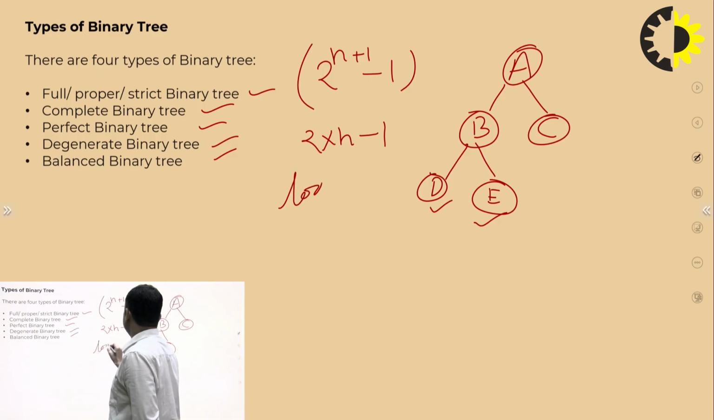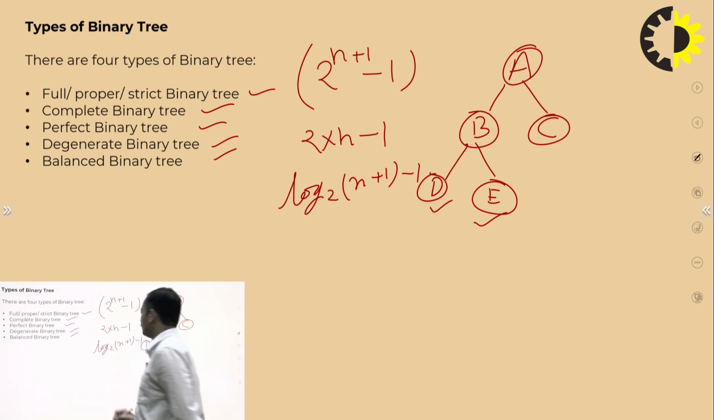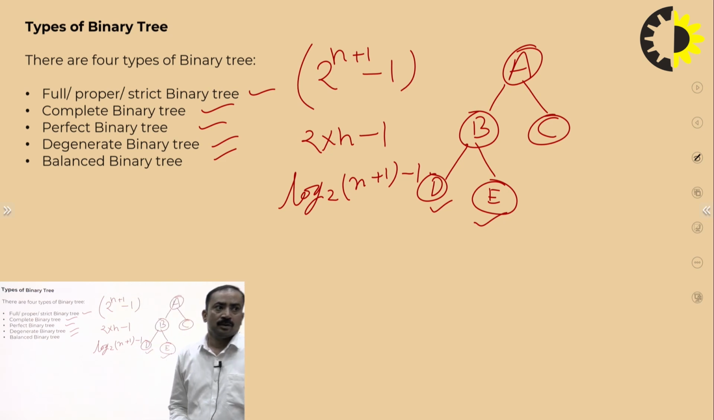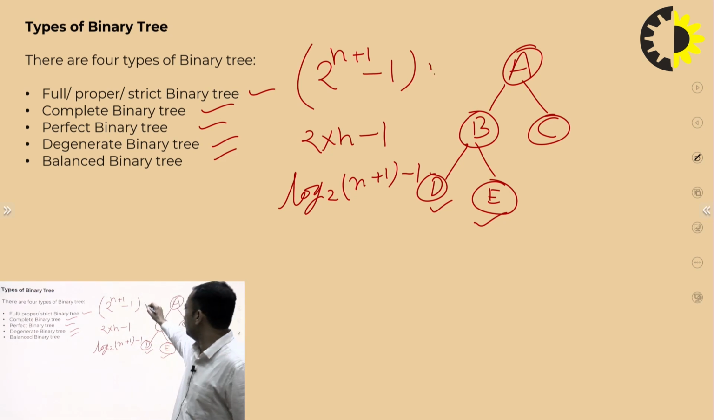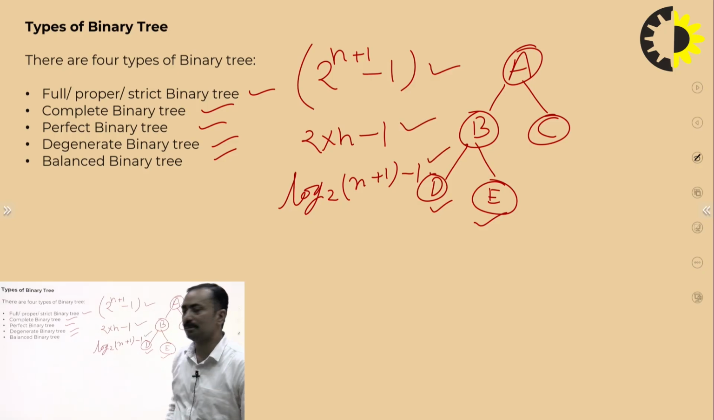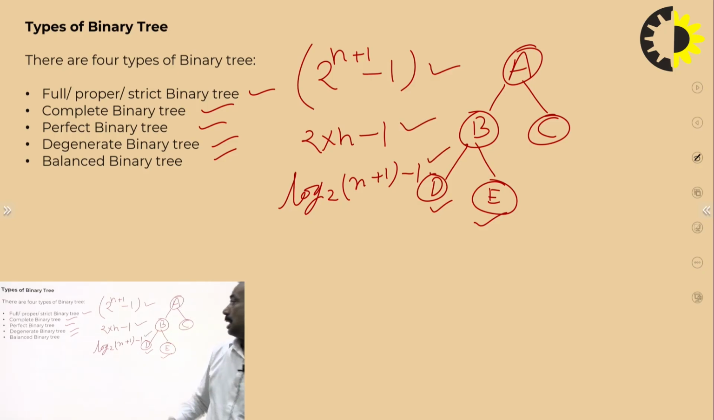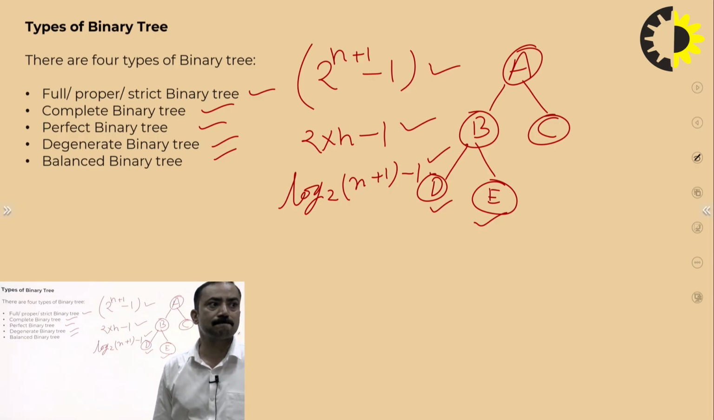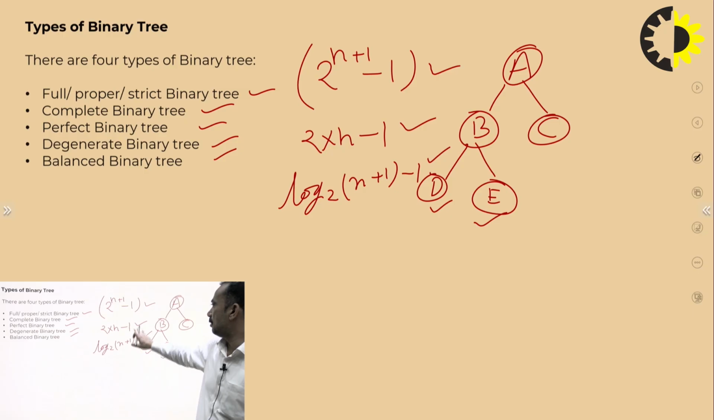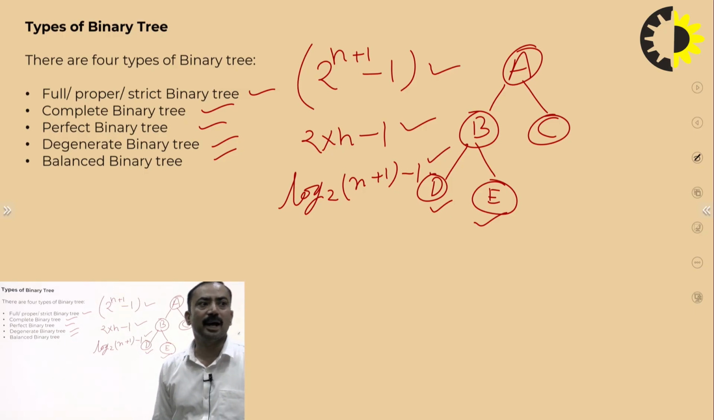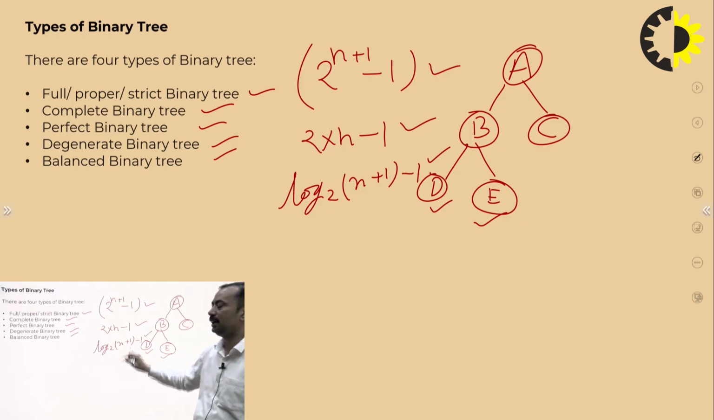and the minimum height of the full binary tree is log 2 n plus 1 minus 1. So these are 3 mathematical formulas. First one is maximum number of nodes in a binary tree, minimum number of nodes in a full binary tree, and the minimum height of the full binary tree.